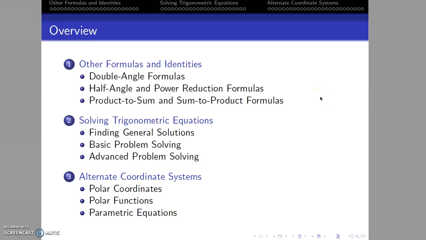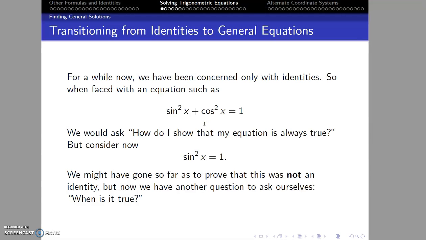So now the time has come for us to take a step away from that, because not every equation in the universe is always true, right? Something like sine squared x plus cosine squared x equals 1, yeah, that's an identity. That's always true. And that's because it's a Pythagorean identity.